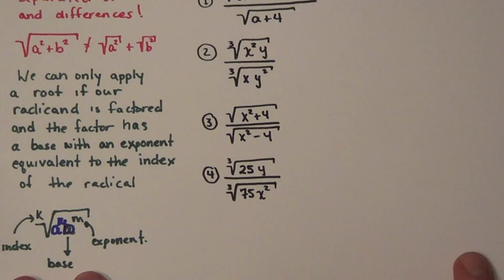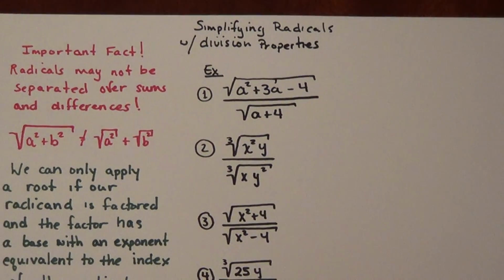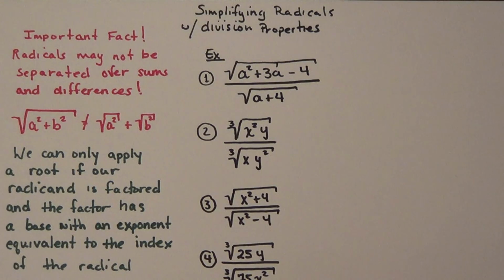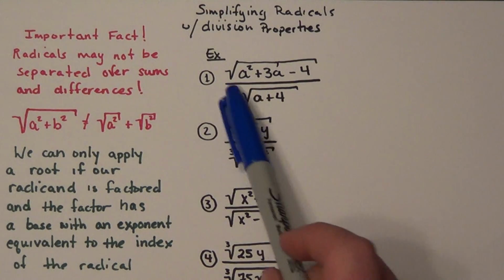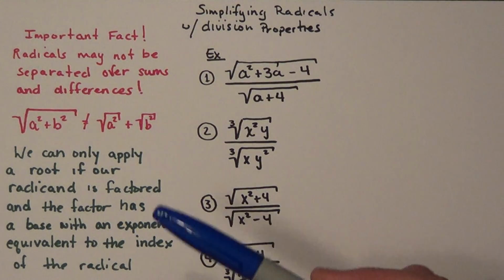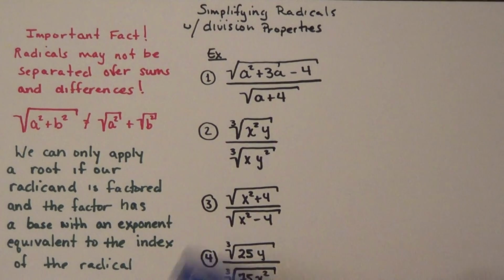So, let's talk about some problems here. Let's talk about simplifying radicals with division properties. So, we've got this expression, and this expression says the square root of a squared plus 3a minus 4 divided by the square root of a plus 4. Great, that looks like a different language there.